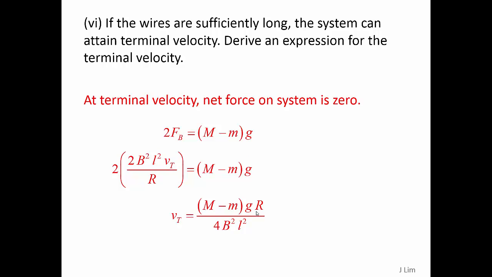At terminal velocity, the net force on the system is 0. So the upward force 2B²L²v/R must be equal to the downward force (M minus m) times g. So substituting the values, I get the terminal velocity as (M minus m) times g times R divided by 4B²L².